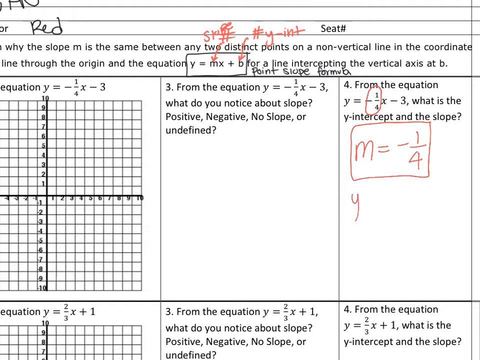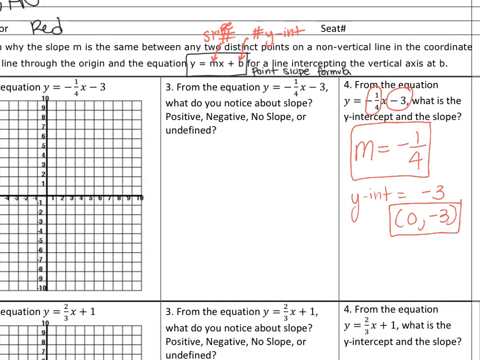And then the y-intercept is this number. So if it's plus b, if it would have been plus 3, the y-intercept would have been positive 3. Since it's minus 3, the y-intercept is negative 3. Your answer is not negative 3 for the y-intercept. You have to put it in point form, which is 0, comma, negative 3. So this would be your answer.